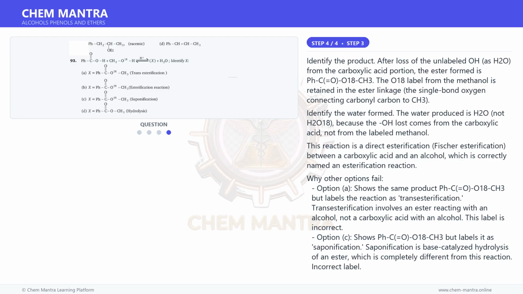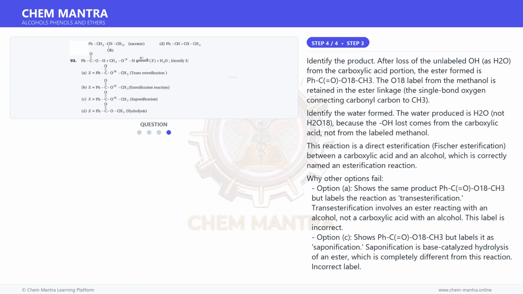After loss of the unlabeled O as H2O from the carboxylic acid portion, the ester formed is PhC(=O)O18CH3. The O18 label from the methanol is retained in the ester linkage, the single bond oxygen connecting carbonyl carbon to CH3. Identify the water formed.